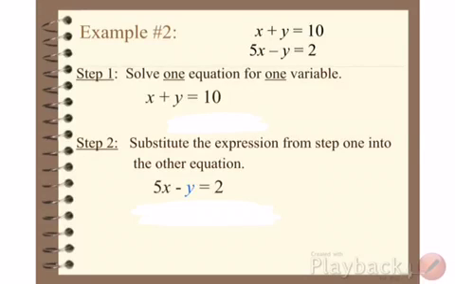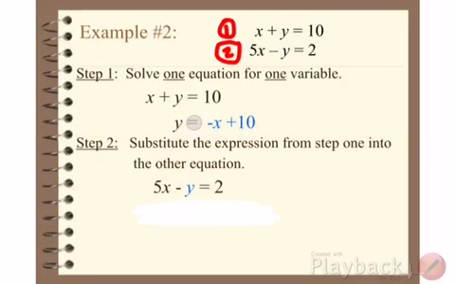Example 2. Got two new linear equations, so linear 1 and linear 2. So x plus y is equal to 10 and 5x minus y is equal to 2. So straight away I want to let one variable equal to the other. So my x plus y is probably the one to go with. If I bring my plus y over, I can say that x is equal to 10 minus y.